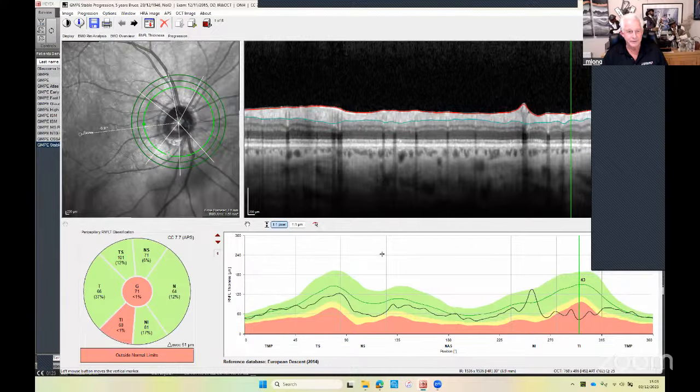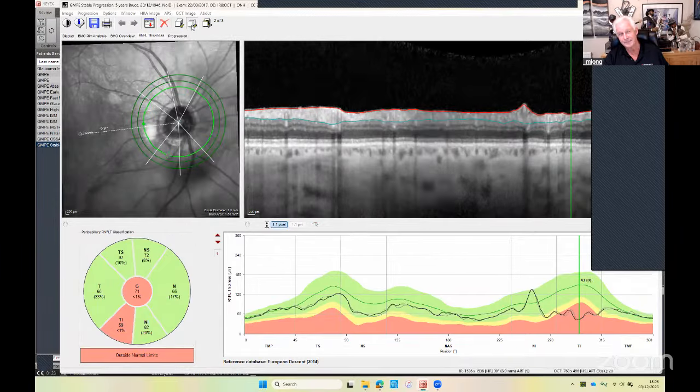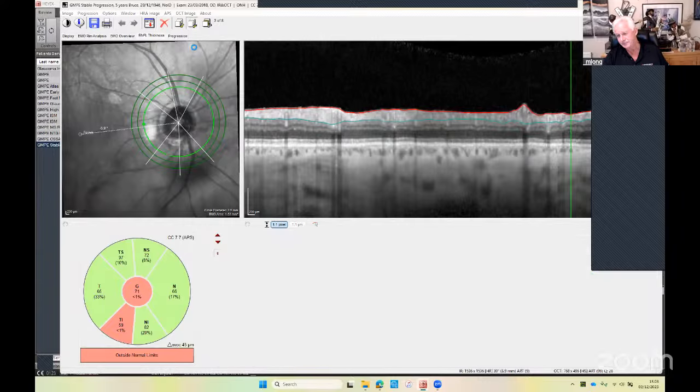And we know that there's a floor effect when we look on nerve fiber. And once you get down to about 40, you're probably not going to lose any more tissue. So let's see what happened with Bruce in that location there over a period of 5 years. And we've got 8 exams. So just look here, we've got 43 microns. 44. 43.